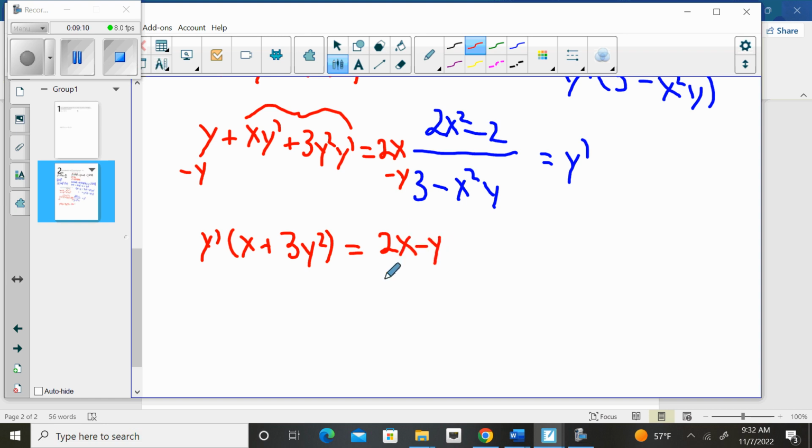And then finally, we divide both sides by what was left. And voila, that's an x. Here is our final answer.